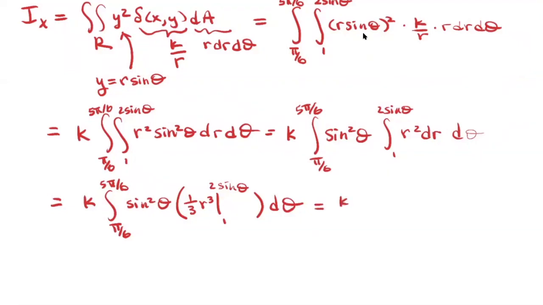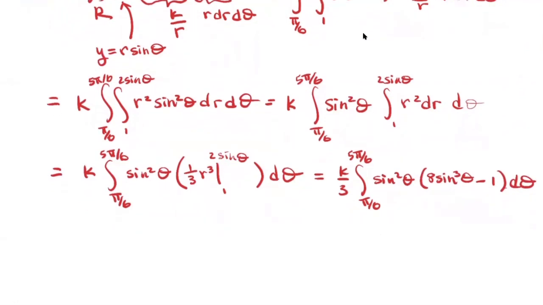So you've got a k over 3 integral from pi over 6 to 5 pi over 6 sine squared theta, and then the inside, we've got an 8 sine cubed theta minus 1, and then the d theta. Woo. So we're going to have a sine to the 5th. I actually like the odd power. Maybe you'll remember, it's nice when you have an odd power on a sine or a cosine. We'll break this into 2 integrals.